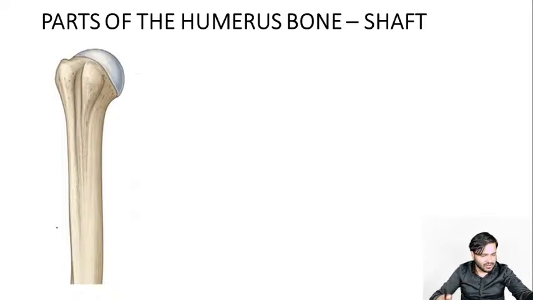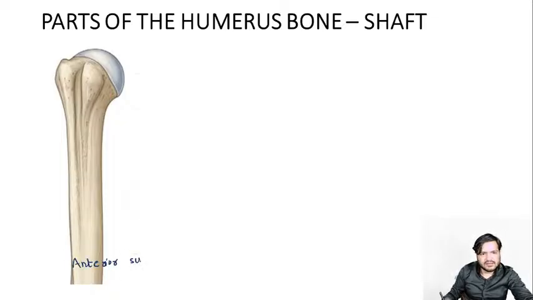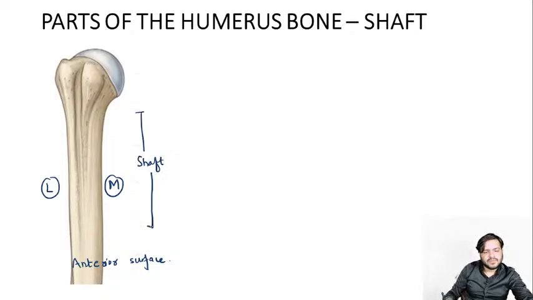Now guys, to be honest, this is the anterior surface. And in the anterior surface, guys, you are able to locate the medial border and you are able to locate the lateral border, okay, of the shaft region. अब इस shaft region में you will see a muscle that is brachialis. Okay, so write down a point that is brachialis.